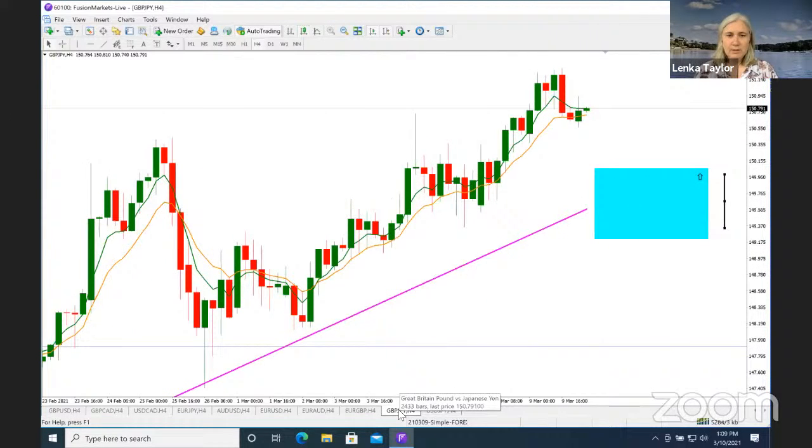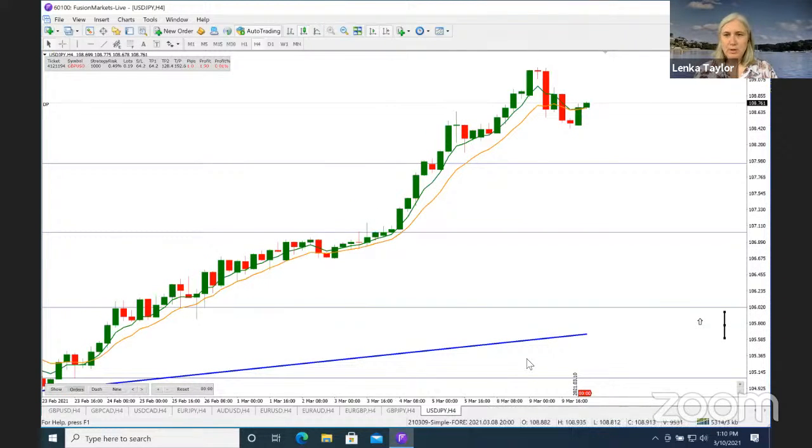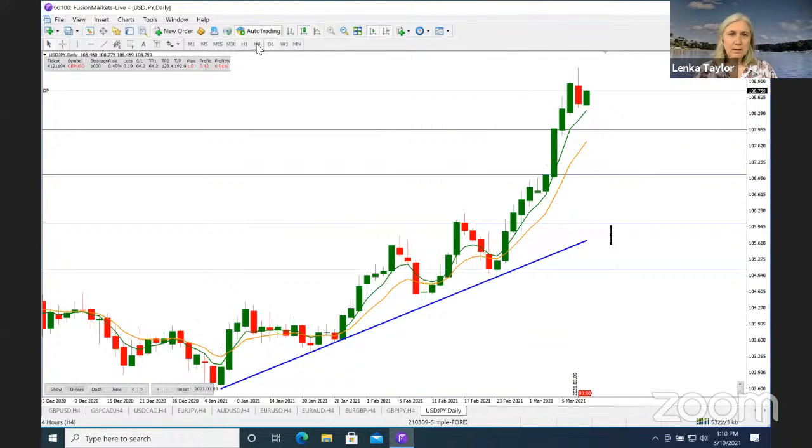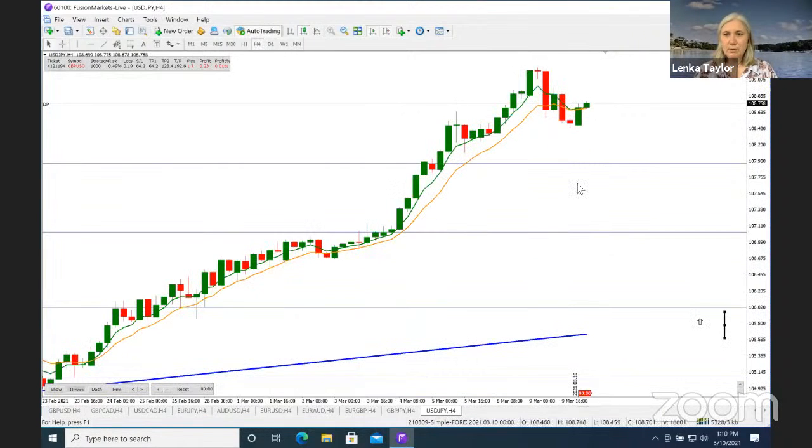GBP JPY, so that's been going up strong. So looking at a pullback first for an entry. And USD JPY, so that one also has been going up nicely and just looking for a pullback. So can enter for a long on that one. So that is all the setups for today.